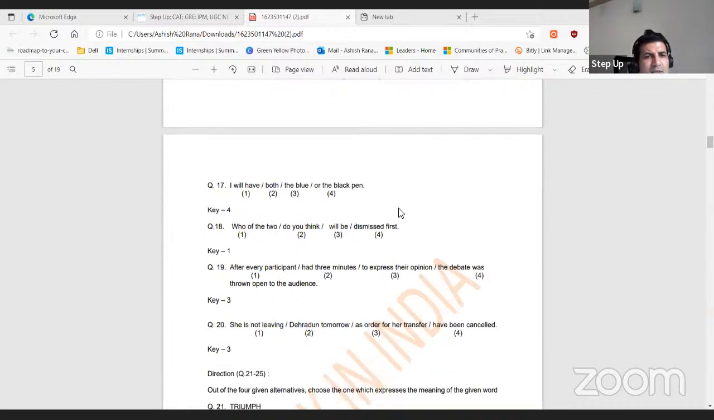Okay, and sometimes there is also, okay, I will have both the blue or the black pen. I will have both the blue or the black pen. What do you think is the problem? Exactly. So either or, but both X and Y, both Ramesh and Suresh. It's not like both Ramesh or Suresh. With both, it should be "and," right? Both X and Y, not "or" Y. If it was either the blue or the black pen, then it's fine. Neither the blue nor the black pen, that's fine. But here, that's the problem.